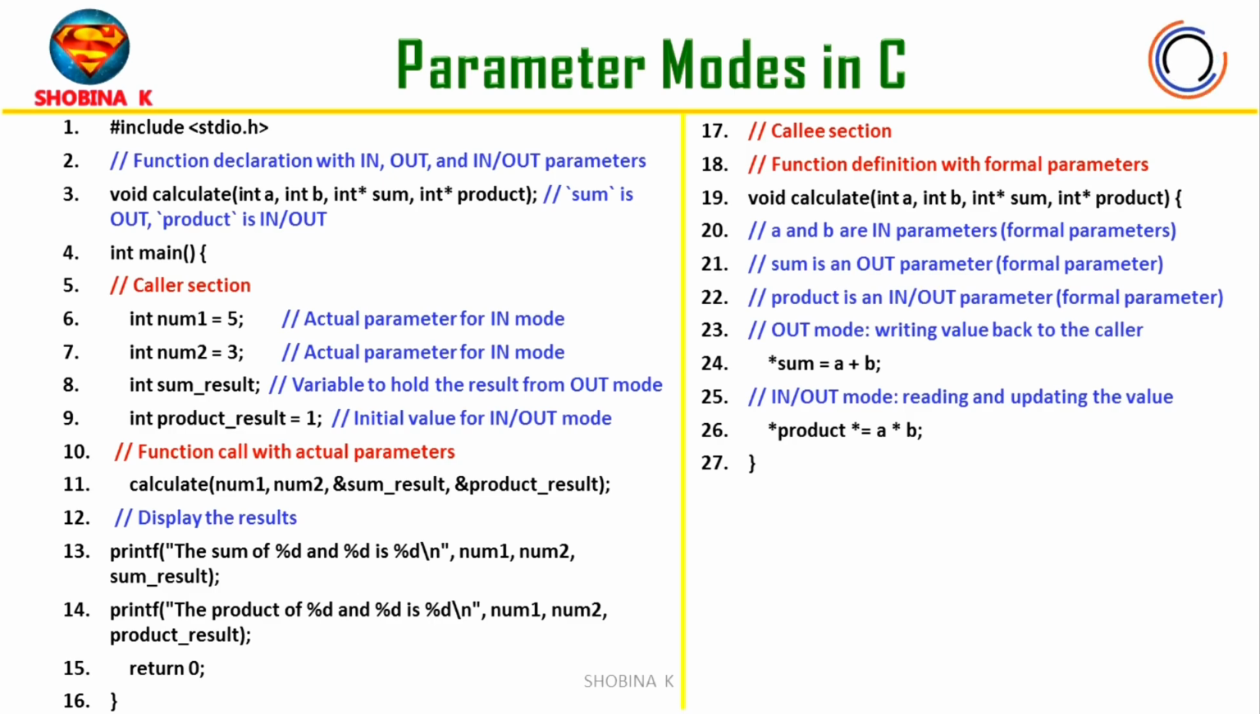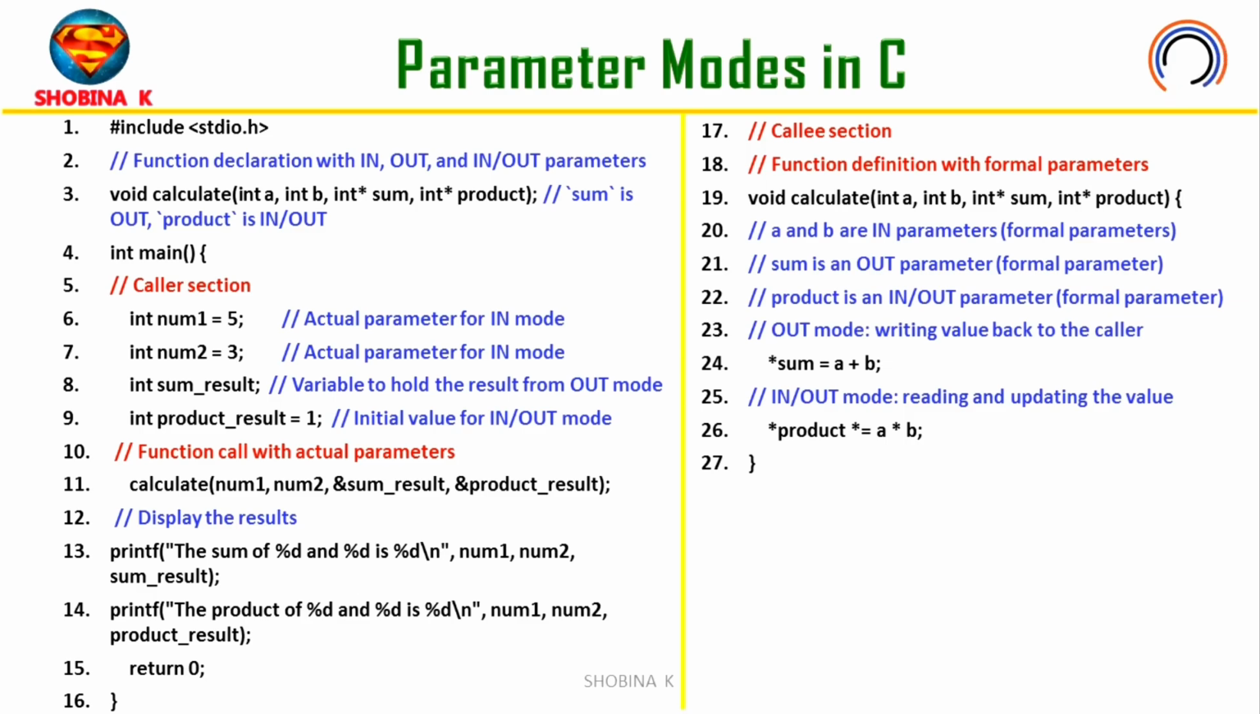And next we have a printf statement to print the sum of num1 and num2, which was calculated in the calculate function and stored in sum_result. Next, a printf statement is used to print the product of num1 and num2, which was calculated and updated in the calculate function and stored in product_result.